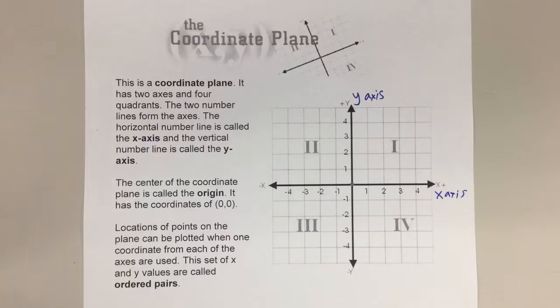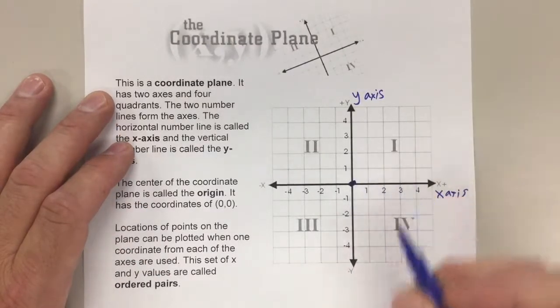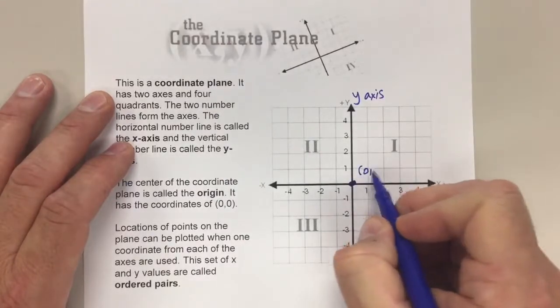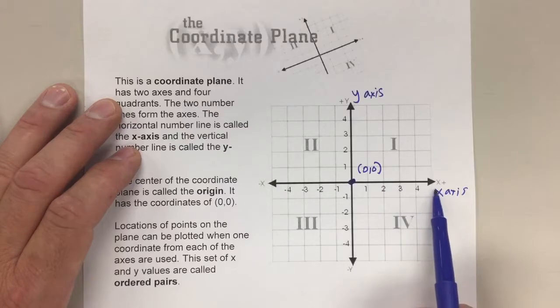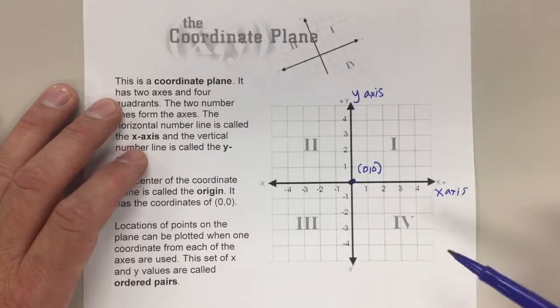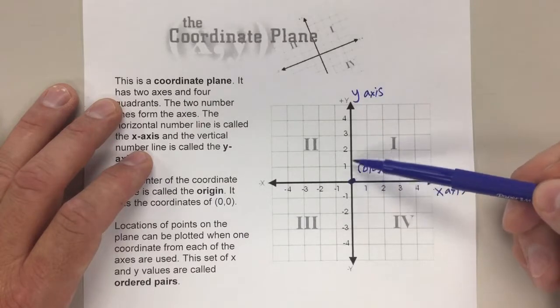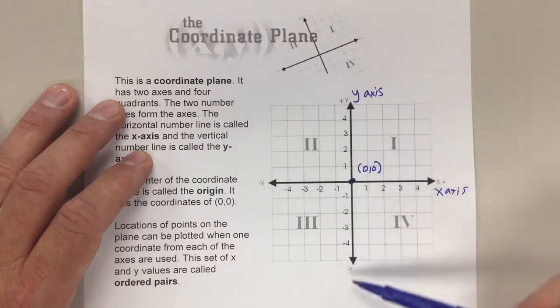The center of the coordinate plane is called the origin. It is right here, and it has coordinates 0, 0. Recall that on the x-axis, numbers to the right are positive, and numbers to the left are negative. On the y-axis, numbers going up are positive, and numbers going down are negative.